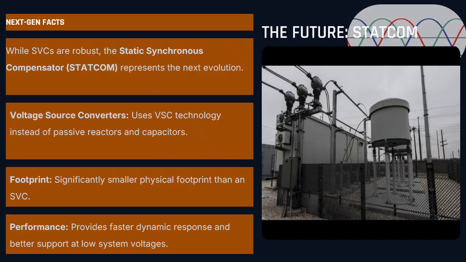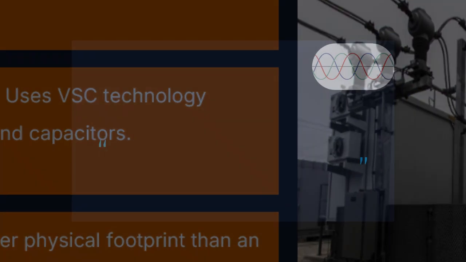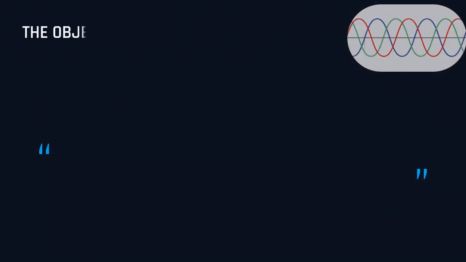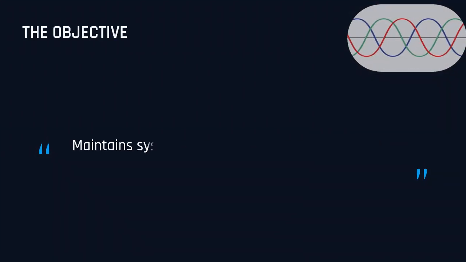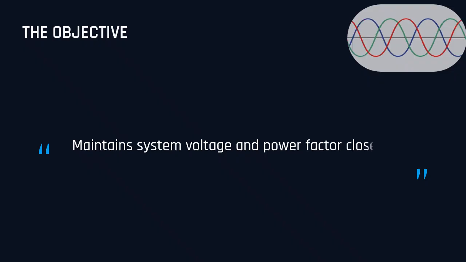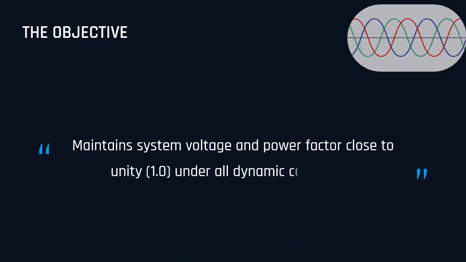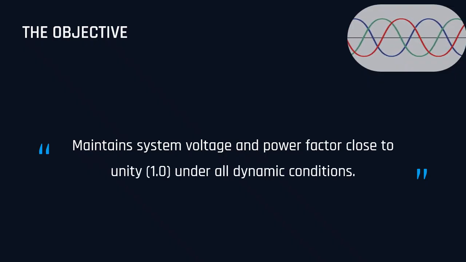The objective. In conclusion, whether we are talking about SVCs or STATCOMs, the core mission of dynamic VAR compensation remains the same: to regulate the grid by ensuring system voltage and power factor are maintained as close to unity, 1.0, as possible, even during the most challenging dynamic conditions. This is how we build a more reliable and efficient power system.